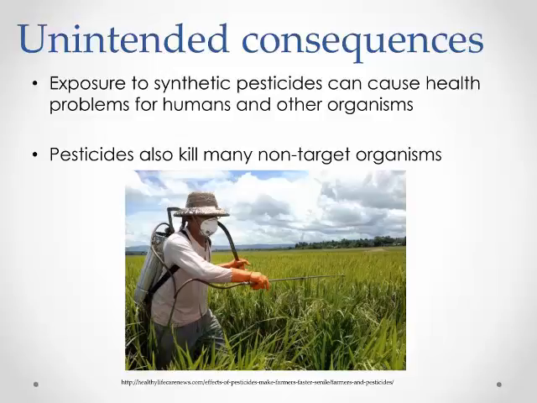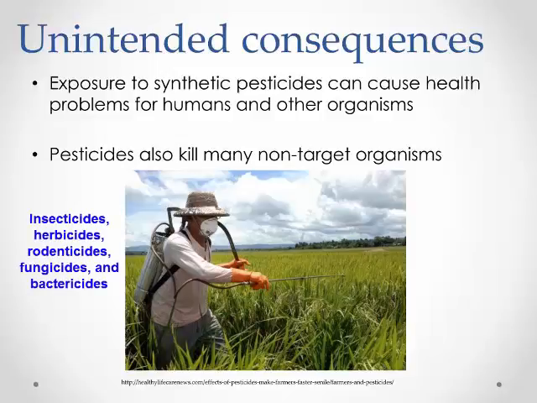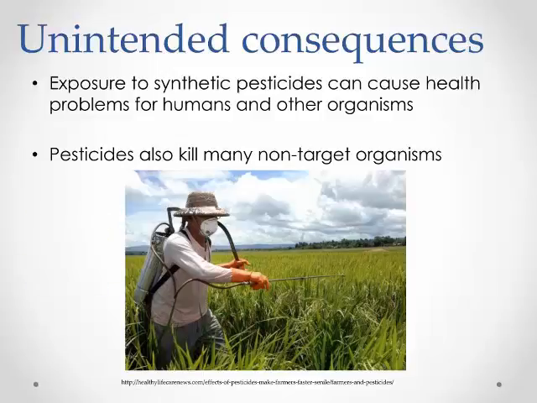There are now thousands of chemicals used to kill insects, harmful plants, rodents, fungi, and microorganisms. These are called insecticides, herbicides, rodenticides, fungicides, and bactericides, respectively.